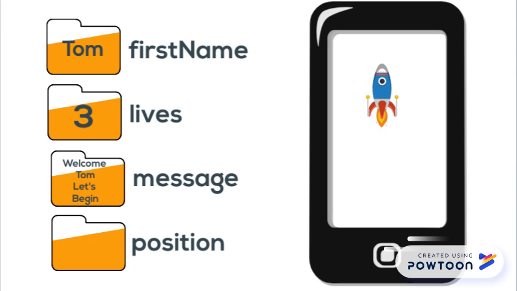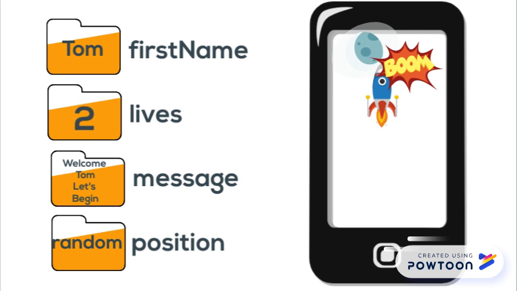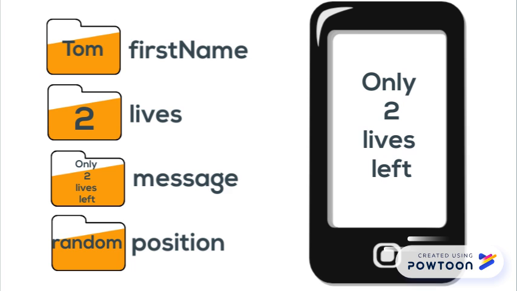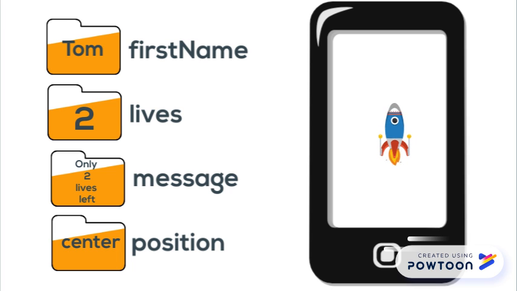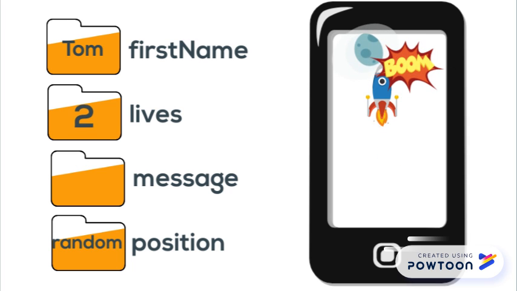As the player plays, the position is controlled by the user. The spaceship is eventually hit as the player plays. Folder 2 lives has 1 taken away from it, so now it is 2. The player gets a message. Folder 3 message is assigned "Only 2 lives left," using the value from lives in the message. The spaceship resets, and folder 4 position is assigned screen center.